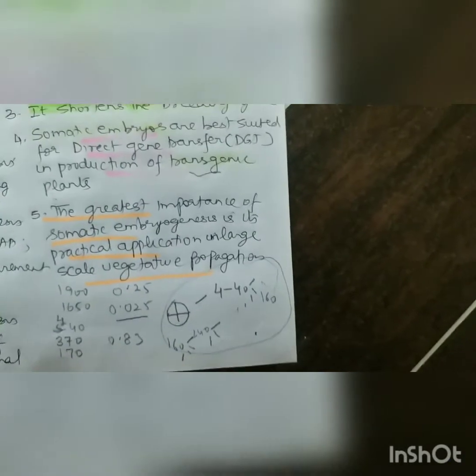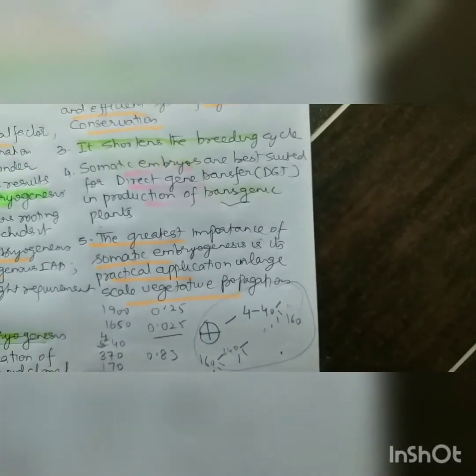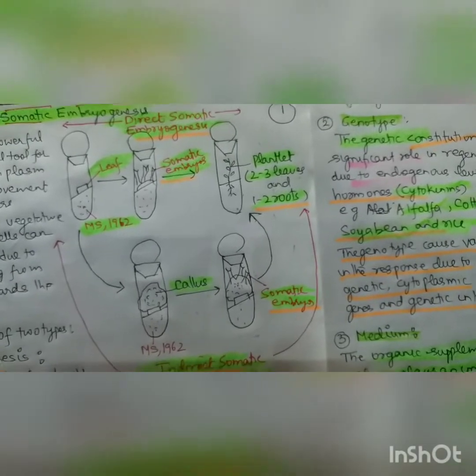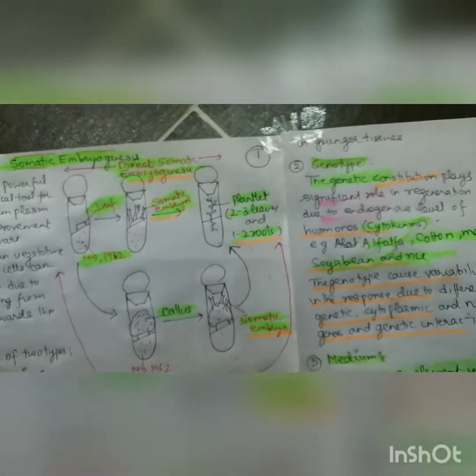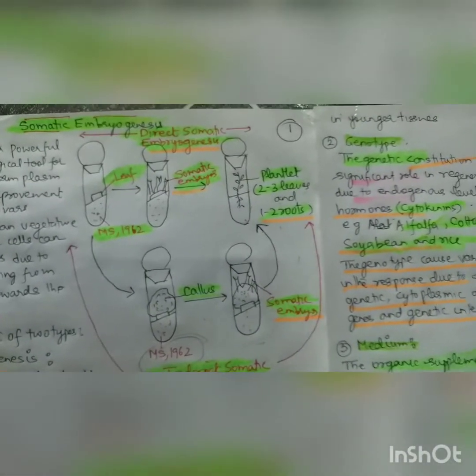And the carbohydrate is sucrose 20 grams, and the gelling agent is agar agar, that is 9 gram, which is obtained from the red algae Gelidium and Gracilaria. So this is the media we did. I already told you here the media is MS. So today you will revise MS medium and somatic embryogenesis together.